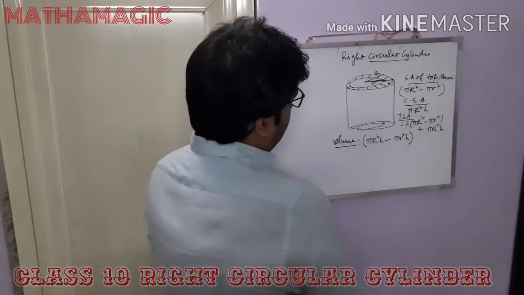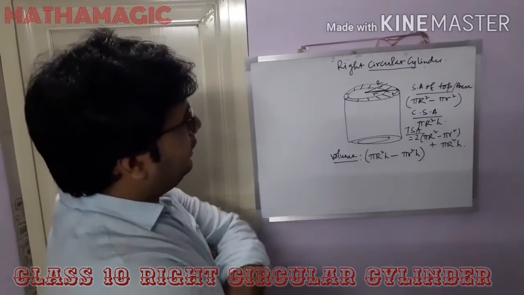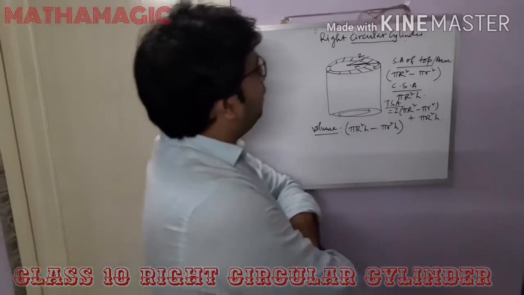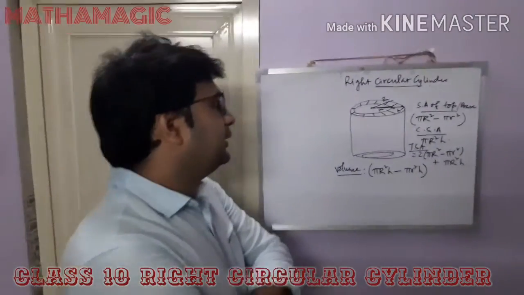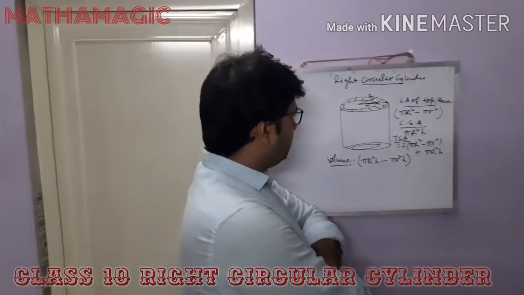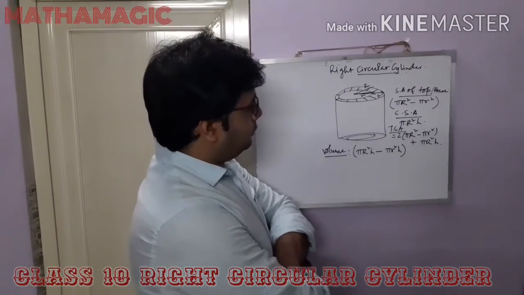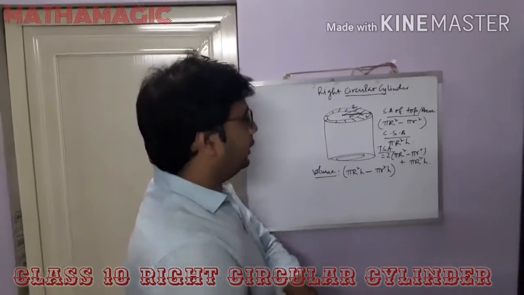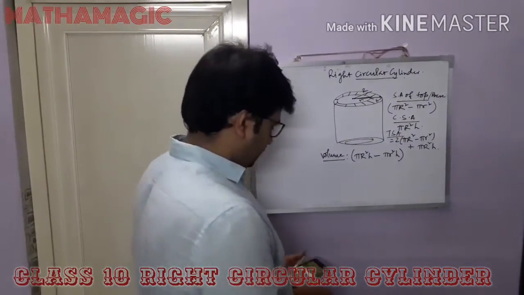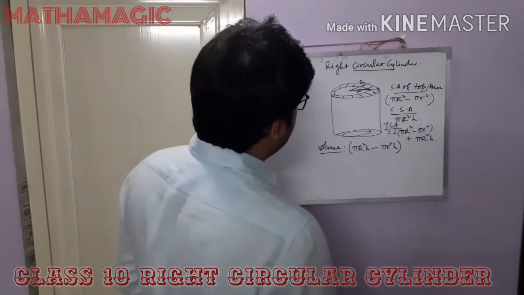So this is how we can calculate the surface area of top or base, the curved surface area, the total surface area, and the volume of this kind of hollow right circular cylinder. So please note down the formula so that you can easily solve by using this. We will now discuss some problems related to right circular cylinders.